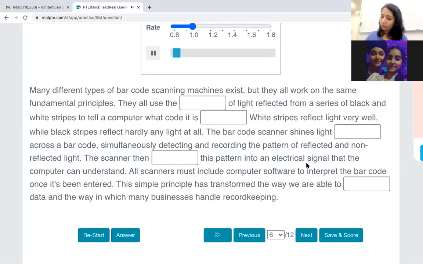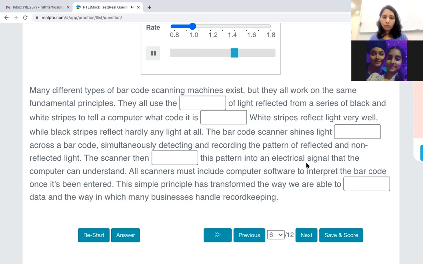Barcode scanners. Many different types of barcode scanning machines exist. They all work on the same fundamental principles. They all use the intensity of light reflected from a series of black and white stripes to tell a computer what code it is seeing. White stripes reflect light very well, while black stripes reflect hardly any light at all. The barcode scanner shines light sequentially across the barcode, simultaneously detecting and recording the pattern of reflected and non-reflected light.